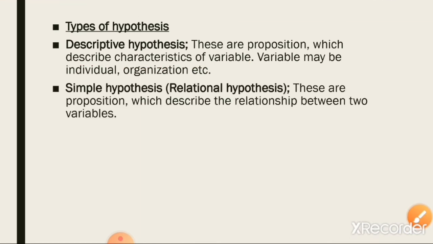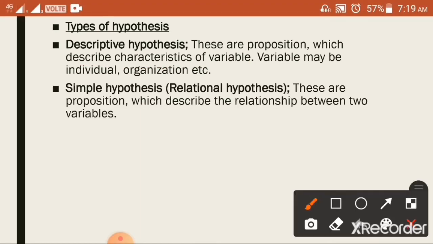Next, symbol hypothesis. Symbol hypothesis is also known as relational hypothesis. We already gave an example: the relationship between attending lectures and exam result. That is a symbol hypothesis. There is a relationship between two variables. These are propositions which describe the relationship between two variables.